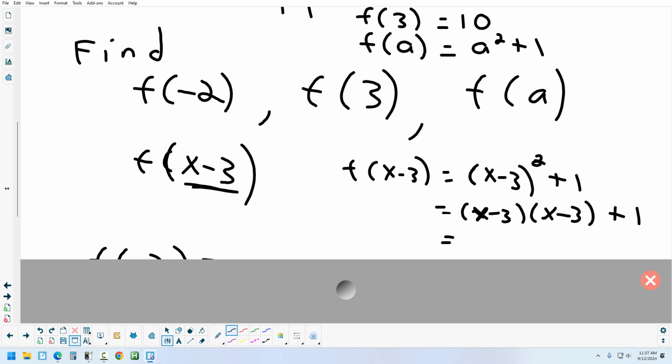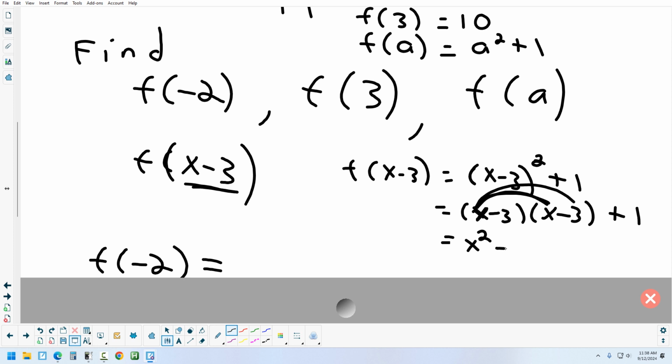Anyone remember? You would multiply the x by the x in the other one, and also the x by the 3. What's x times x? x with an exponent of 2, x squared. And then you said to multiply the x by what? The negative 3. What's x times negative 3? Negative 3x. And then take the negative 3 in the first parentheses and times that by the x.